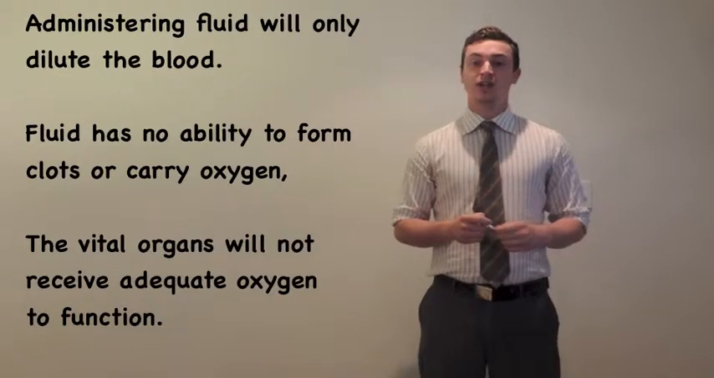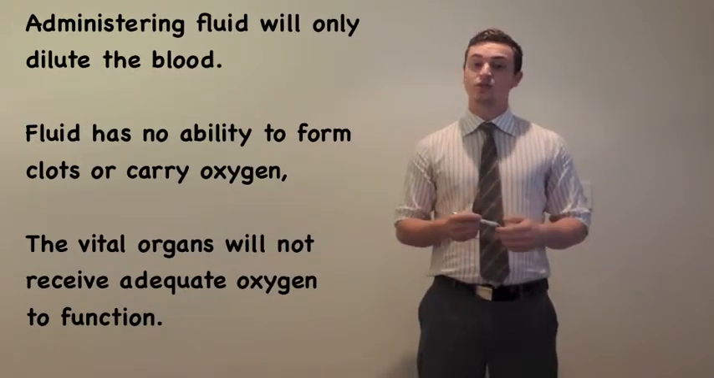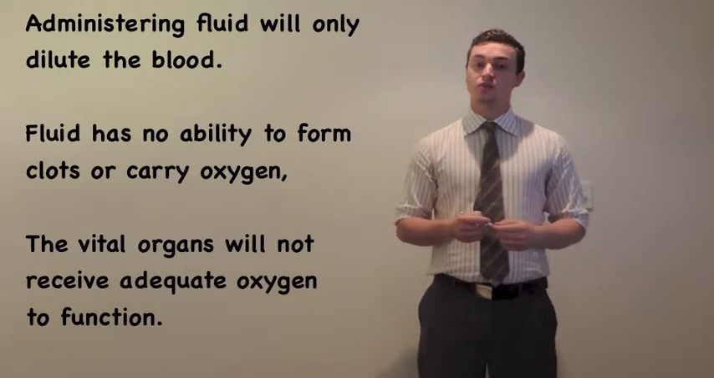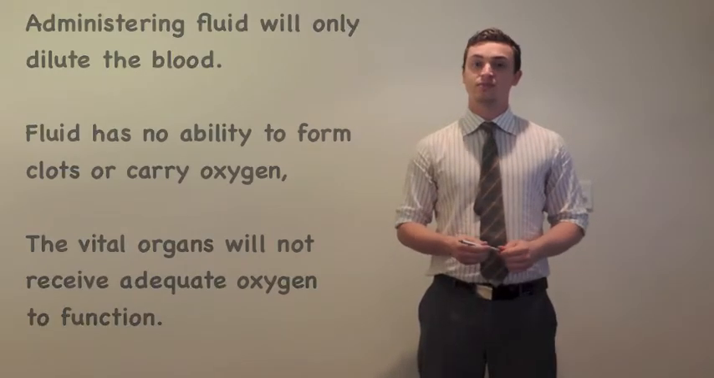The argument is that if the patient has an uncontrolled hemorrhage resulting in significantly low blood pressure, that leads to a loss of perfusion to vital organs. Administering fluid will only dilute the blood, and since fluid has no ability to form clots and has no ability to carry oxygen, the vital organs will not receive adequate oxygen to function.